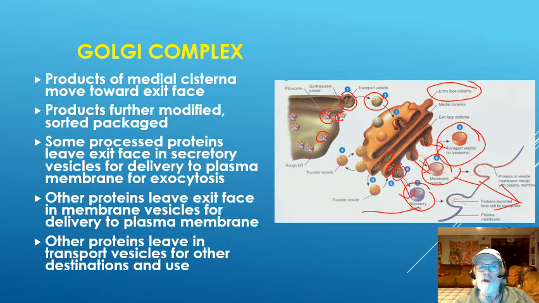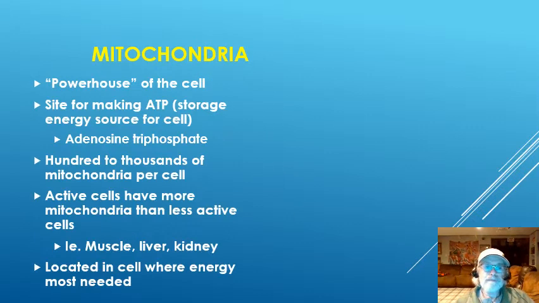So some are processed, leave the entry face for secretory vesicles, the plasma membrane for exocytosis. That'd be in here. Other proteins leave the exit face in the membrane for the plasma membrane, and other ones leave to go to other destinations inside the cell. So that's what the Golgi complex does.